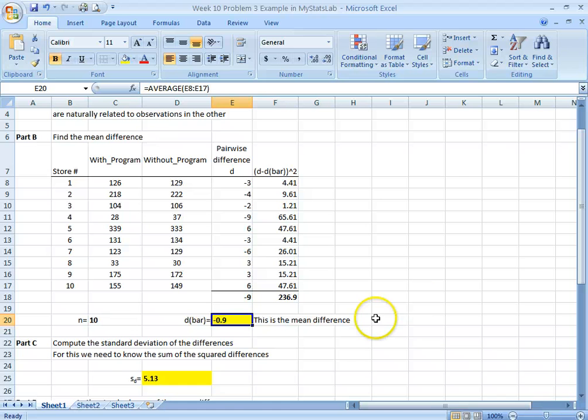Moving on to part C. Part C asks us to compute the standard deviation of the differences. And for this we need to know the sum of the squared differences. So my next column here shows D minus D bar squared.